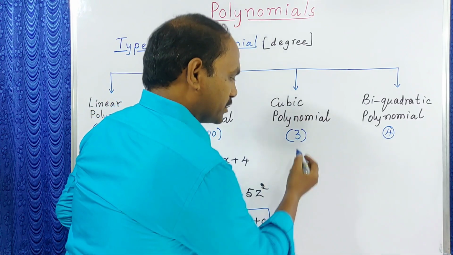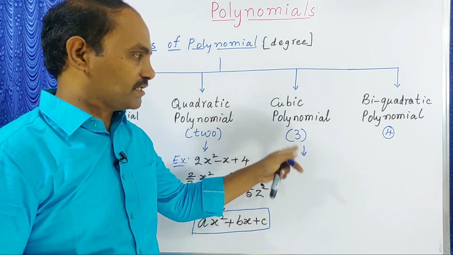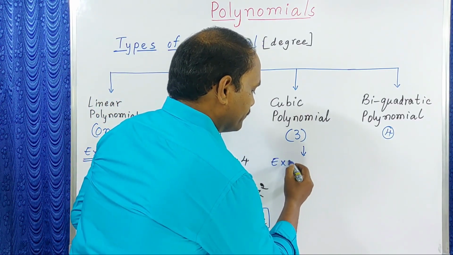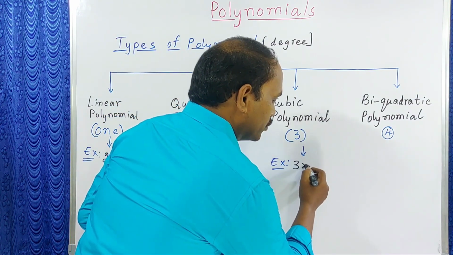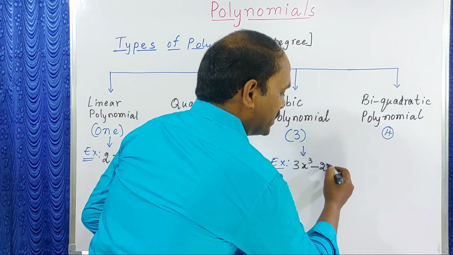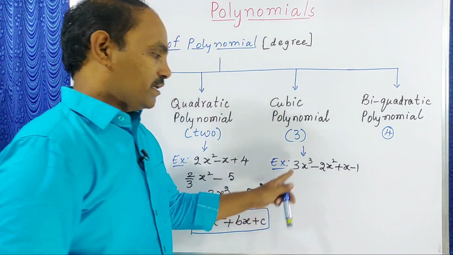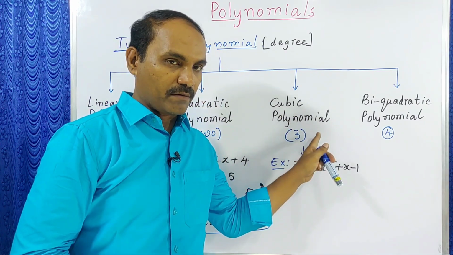Now comes to the cubic polynomial. If the degree of the polynomial is 3, then it is called cubic polynomial. For example, 3x cube minus 2x square plus x minus 1. Here highest exponent is 3, that's why this one is cubic polynomial.